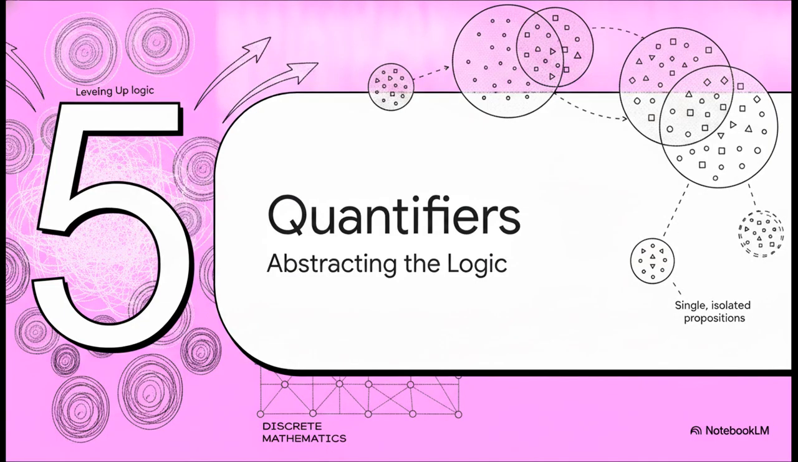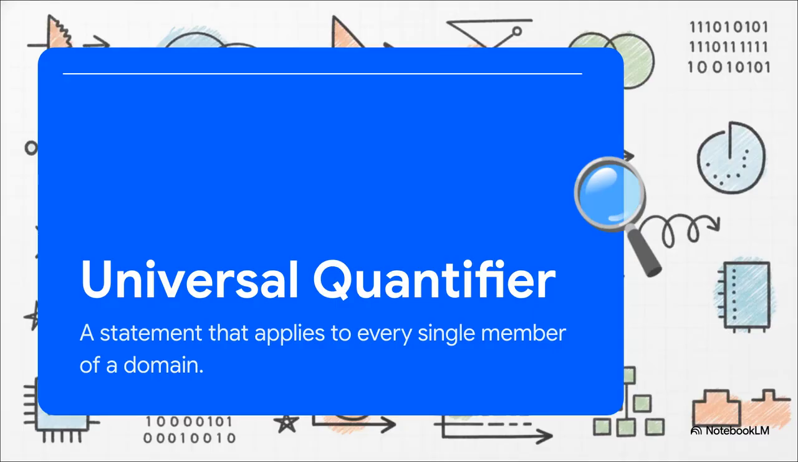Finally, Section 5. Quantifiers, abstracting the logic. The universal quantifier acts as a blanket statement. It ensures a condition is true for absolutely every single value in a domain, represented by that upside-down A. Think of it this way. If we write a rule using a universal quantifier for a database of 1 million users, that rule must be strictly true for user 1, user 2, all the way down to user 1 million. If even a single user breaks the rule, the entire universal statement becomes false.